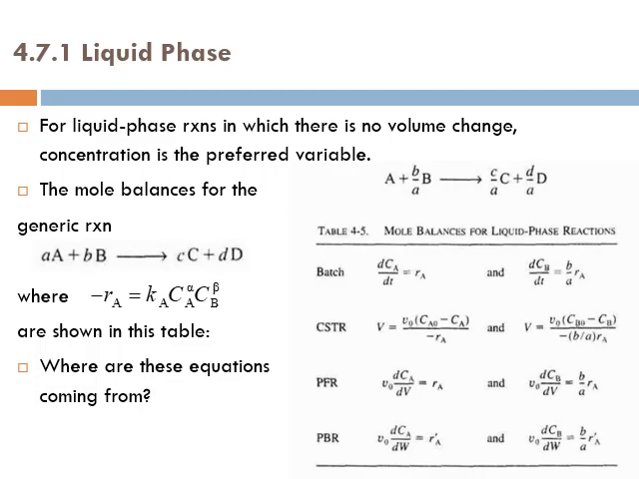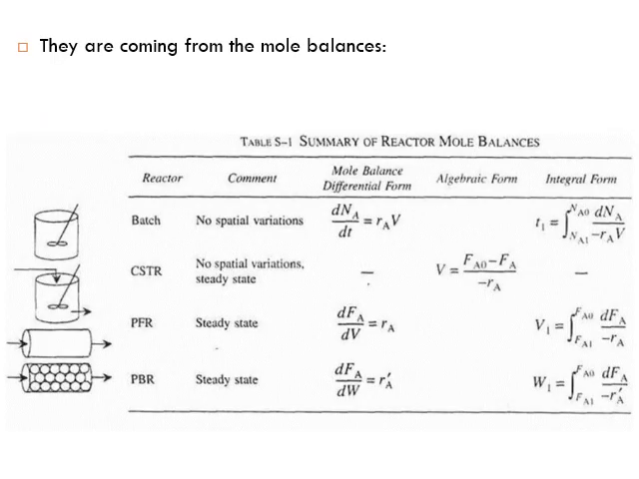Where are these equations coming from? Of course, you already remember that. It's coming from the mole balances. For instance, if we take a batch reactor, this is the mole balance. Since you have a constant volume reaction mixture, the V will go inside the derivative, and you can simply write it as dCa/dt equals Ra.